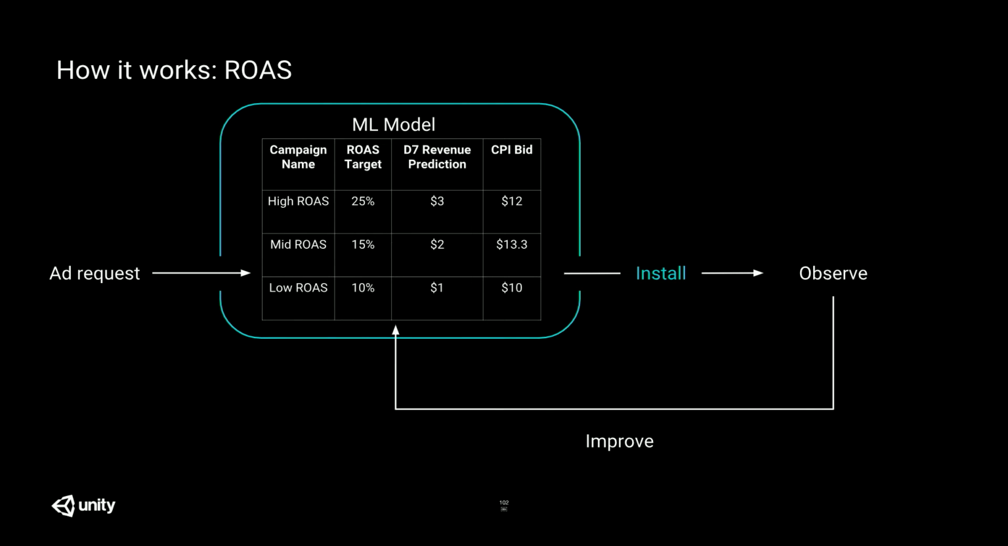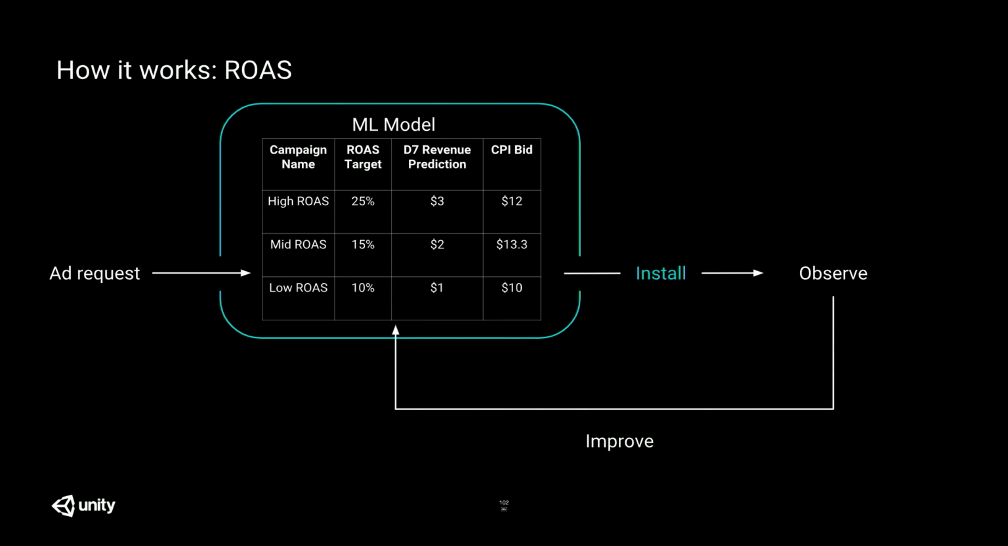So let's take the high ROAS example, where their target is 25%. We see this user and we predict that if we give this user to this advertiser, they'll generate $3 within the first 7 days. From there, we establish the CPI, or cost per install bid, that we want to submit to the auction based on the ratio. So we'll take $3 of predicted value divided by the ROAS target to get to a bid of $12. In this case, it wasn't high enough to actually win the auction. The middle one was the one who did.